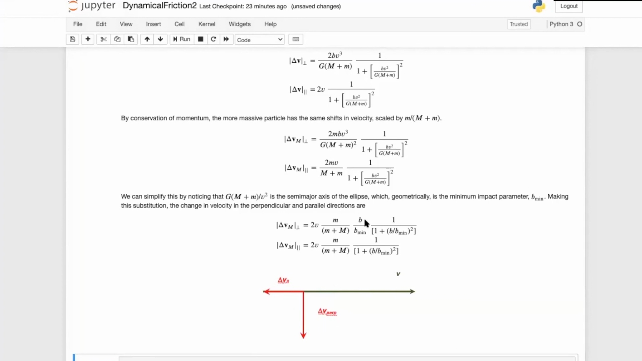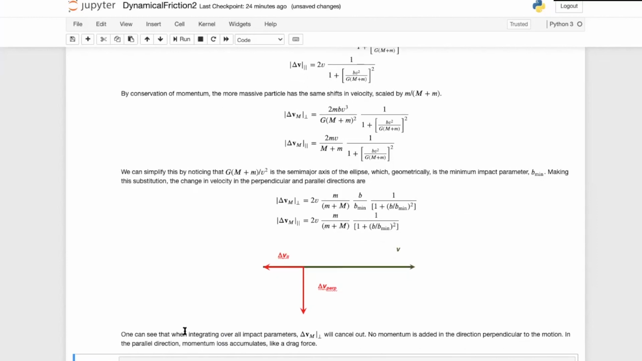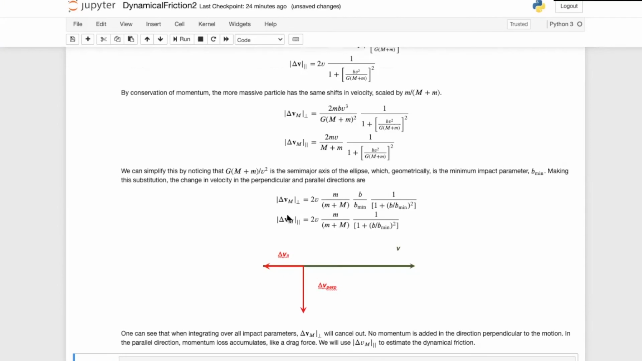As you can imagine from this expression, if you integrate over all of the possible impact parameters, because the impact parameter is going to be a function of the angle, if you integrate over all angles, this is going to average out. So if you have many random encounters, the first one is going to zero out. And there is no change in the momentum in the perpendicular direction. In the parallel direction, though, momentum loss accumulates like a drag force. So we will use delta v parallel to estimate the dynamical friction.